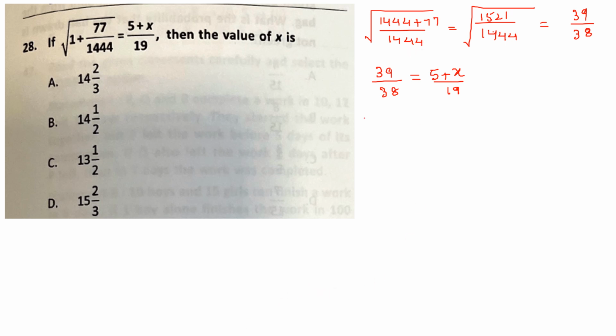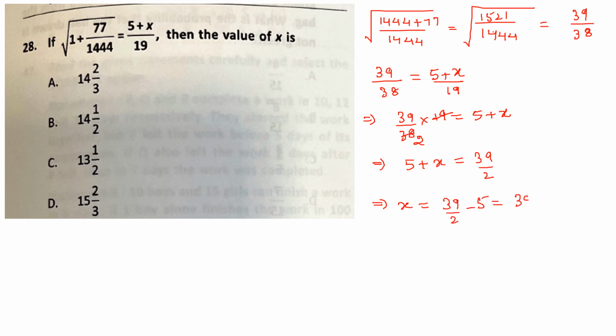Now I'm going to transpose 19 to the LHS. So it is division. Division will change to multiplication. So 39 by 38 into 19 equal to 5 plus x. And I can simplify. 19 times 2 is 38. So I'm going to swap the LHS and RHS. So 5 plus x equal to 39 by 2. I have to find the value of x. I will transpose 5 to the other side. So it will be 39 minus 10 by 2. And 39 minus 10 will give me 29 by 2. And let me convert to mixed form. It will give me 14 whole 1 by 2. So the answer is option B.